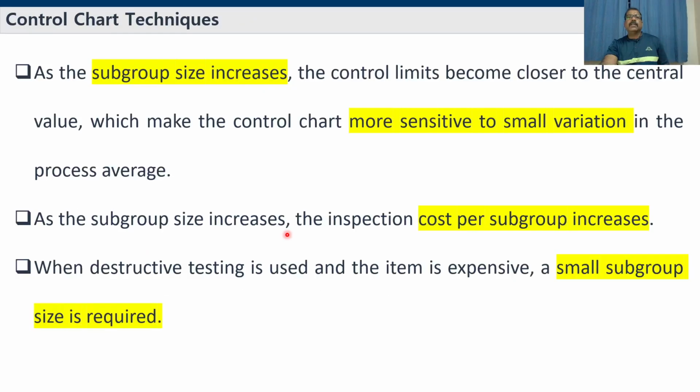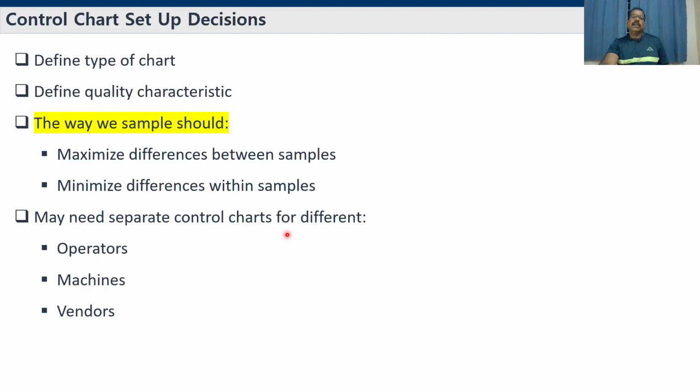Then we have discussed some of the techniques and setup decisions in this particular video. So I'm closing this recording. In the next video, probably some numerical problems on the X bar and R chart. Okay, we'll see. Thank you.